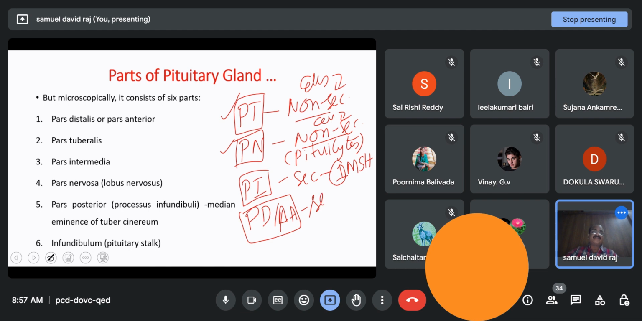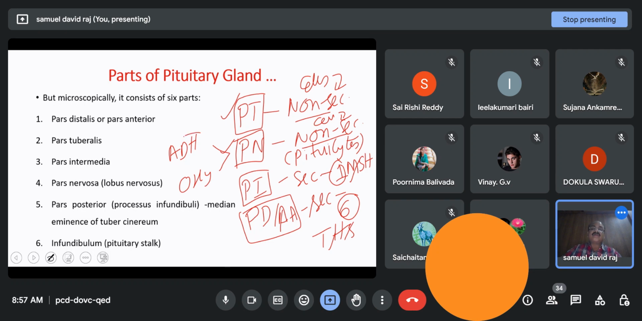So thus it is secretory in nature. It secretes around 6 to 7 hormones which are called trophic hormones. Pars distalis secretes trophic hormones. But we see, in addition to these trophic hormones and melanocyte stimulating hormone, we also see two other hormones. One is antidiuretic hormone, also called vasopressin, and the other is oxytocin, also called pitressin.